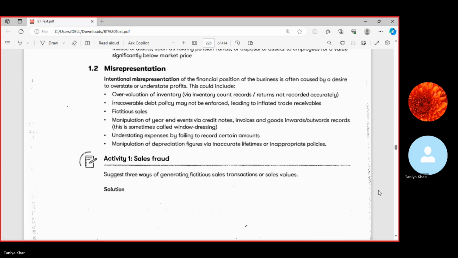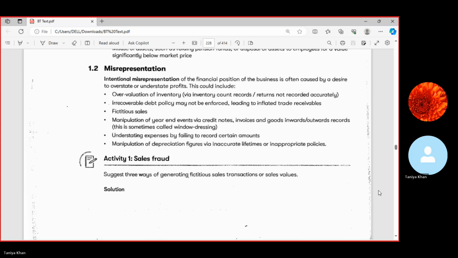Manipulation of year-end events via credit notes, invoices, and goods. Basically, if you are trying to commit fraud, it will be very near to the year end. In the year end only, we come to know about the actual profit of the company. So in that scenario, we can manipulate those profits. That can be via credit notes. A credit note is issued when we receive some overpayments from customers. So by this way, we can show that we have issued a credit note if we want to misrepresent the funds of the company.